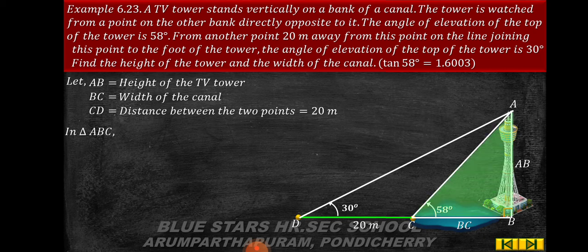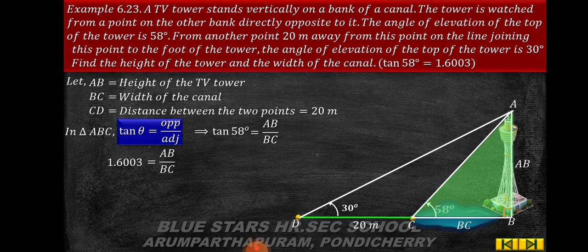In triangle ABC, tan theta is equal to opposite by adjacent. Here the theta value is 58 degrees. So tan 58 degree is equal to the opposite side AB divided by the adjacent side BC. The tan 58 degree value is given in the question, so 1.6003 is equal to AB divided by BC. So this is your equation number 1.